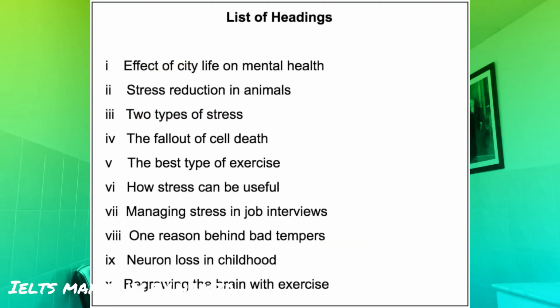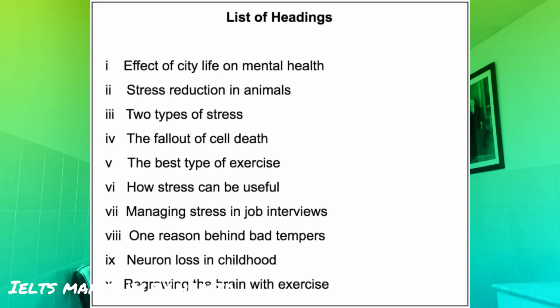On mental health, it is very important to encircle this mental health. In the second heading, focus on stress reduction in animals. Now third, two types of stresses. Fourth one is the fallout of cell death. Fifth one is the best type of exercise. Here you can focus on best type of exercise. In the second one, two types of stress. So in each heading there is a specific clue word which you need to focus on. Now the trick is that, for example, let us take the first heading.